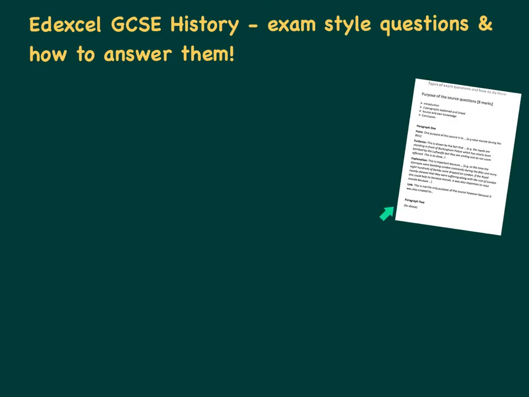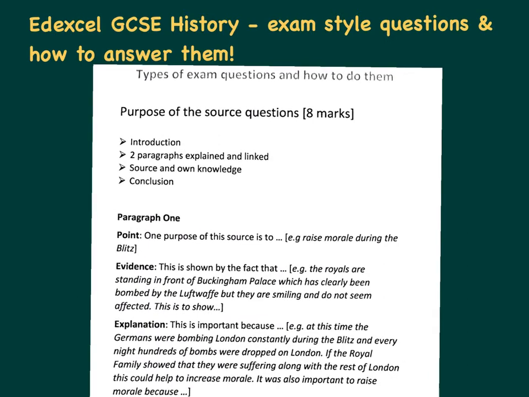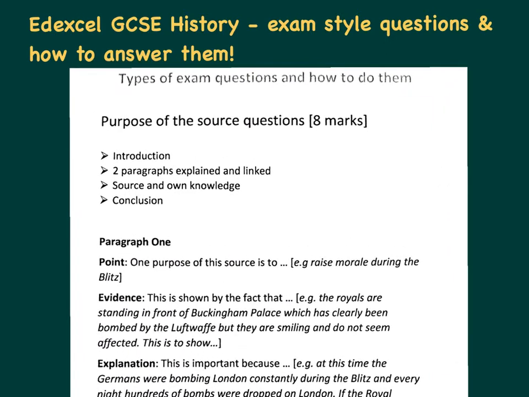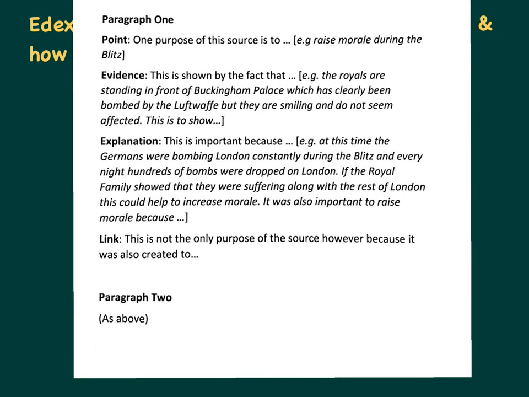The second type of question you're going to come across on your Impact of War paper is going to be an 8-mark question, and it'll ask you about the purpose of a source. So, for example, what is the purpose of source B, or whatever it might be. This requires you for 8 marks to have a brief introduction, like a sentence or 2 at most, 2 paragraphs explained and linked saying what the purpose of the source is, and you need to use the source and your own knowledge.